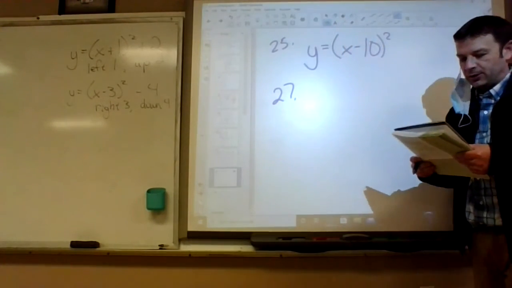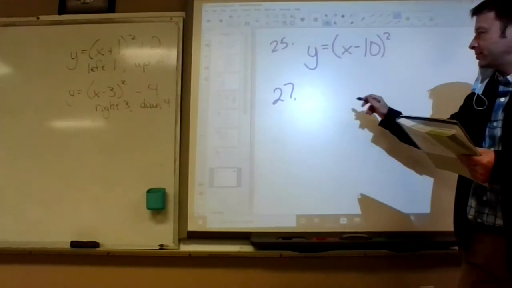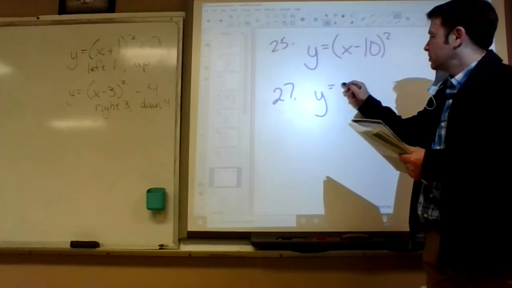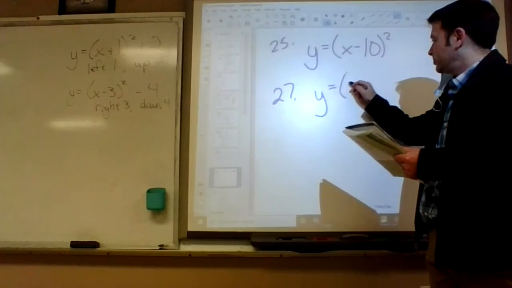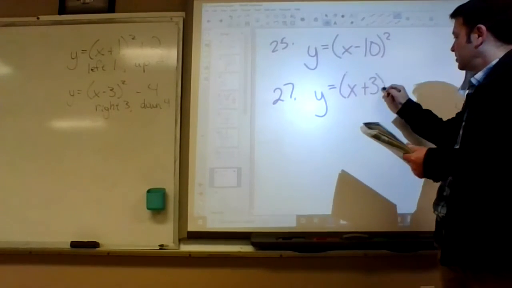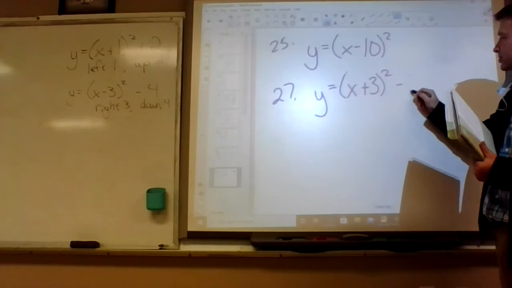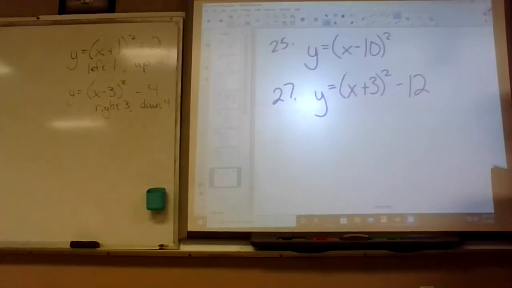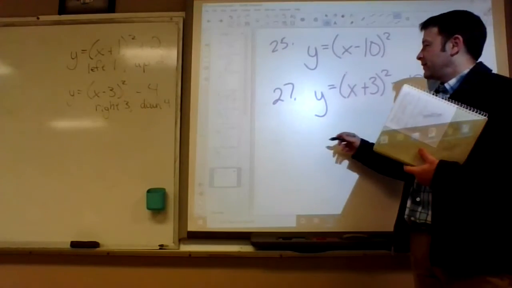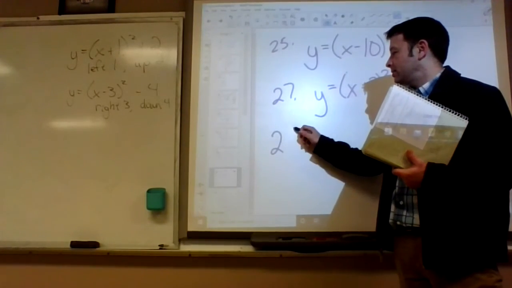27. How do we make it go left 3? Plus 3 in the parentheses. How do I make it go down 12? Minus 12. We still need the 2. Why do we need the 2? Because we're doing a quadratic function. The x squared is what makes it a parabola. If I didn't add the 2, it would just be a line.